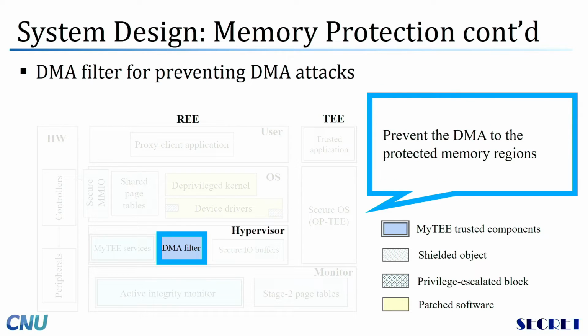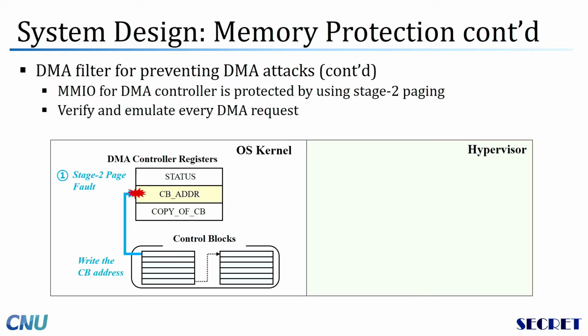The attacker can maliciously program the DMA controller to bypass the paging-based memory protection. To defeat this attack, we implemented a DMA filter running in hypervisor mode. The DMA filter first write-protects the DMA MMIO region to monitor any write attempt to the control block that defines the DMA information, such as source, target, and size of data. Any write to the protected region generates a stage 2 paging fault.